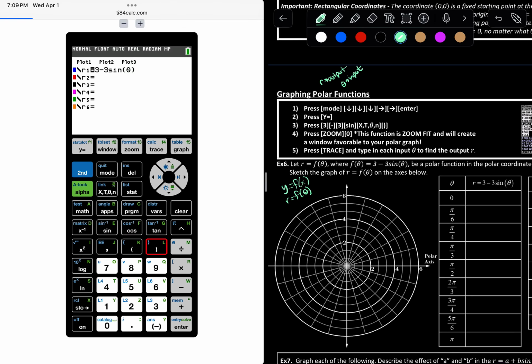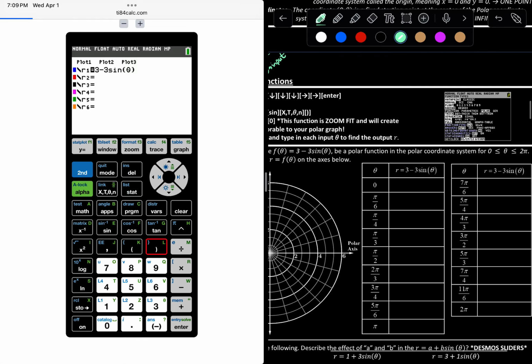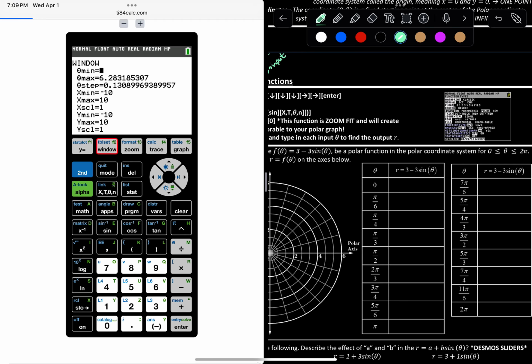Sketch the graph. All right, so we are given a restriction from 0 to 2 pi, just like if we were given a restriction from 0 to 10, we would go to our window and we would type in 0 for the theta minimum, and then for the theta max, it would be 2 pi. So this is a decimal value that I suggested that you remember, the 6.28 decimal. It's standard to go from 0 to 2 pi on its own, okay? And then the step size is standard as well.